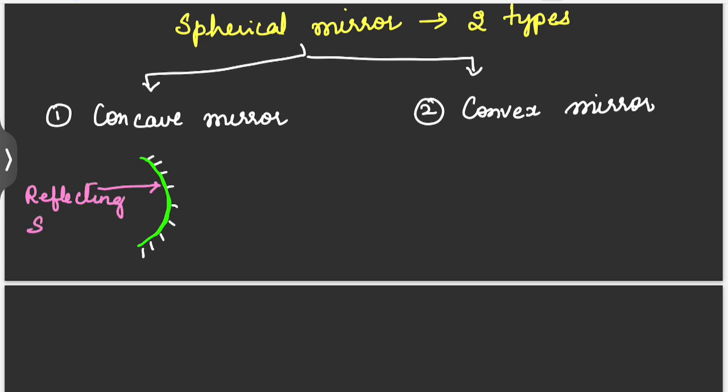Reflecting surface of the spherical mirror. So here, if the reflecting surface is curved inward, then it is called a concave mirror. Let us see the convex mirror. So this is the convex mirror, where you can see the silver coating. The silver coating will be given on this side. And which is the reflecting surface? This side is called the reflecting surface.